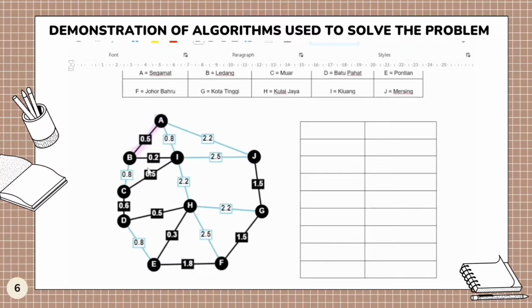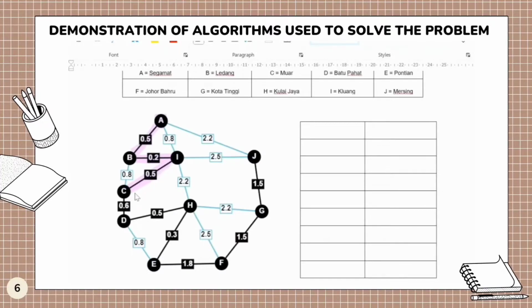For vertex B, Ledang, 0.2 is the shortest one. It is connected to I. So we got our second edge, which is B and I with weight 0.2. And for I, Kluang, we can see that the shortest path, or the least cost edge, is 0.5, which is connected to C, Muar. We got our third edge, which is I and C with weight 0.5.